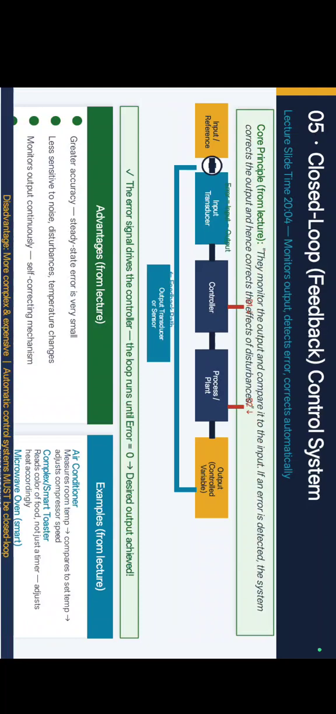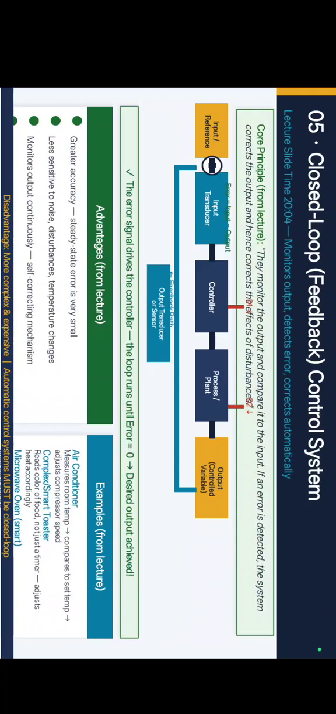Another type is closed loop or feedback control system. It monitors output, detects error, and corrects automatically. They monitor output and compare it to the input. If there is an error that is detected, the system corrects the output and hence corrects the effects of disturbances.